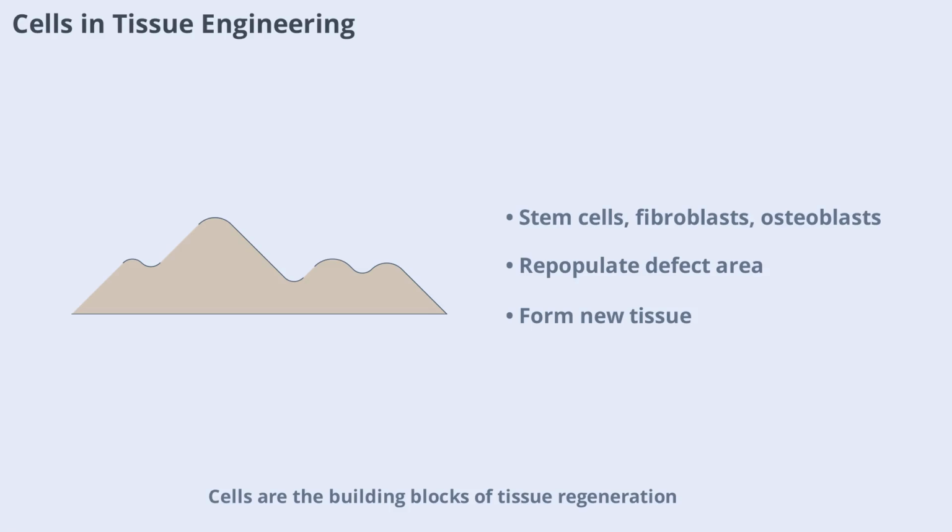Cells are the building blocks of tissue regeneration. In periodontal therapy, various cell types, including stem cells, fibroblasts, and osteoblasts, are used to repopulate the defect area. These cells interact with scaffolds and signaling molecules to form new tissue and restore function.